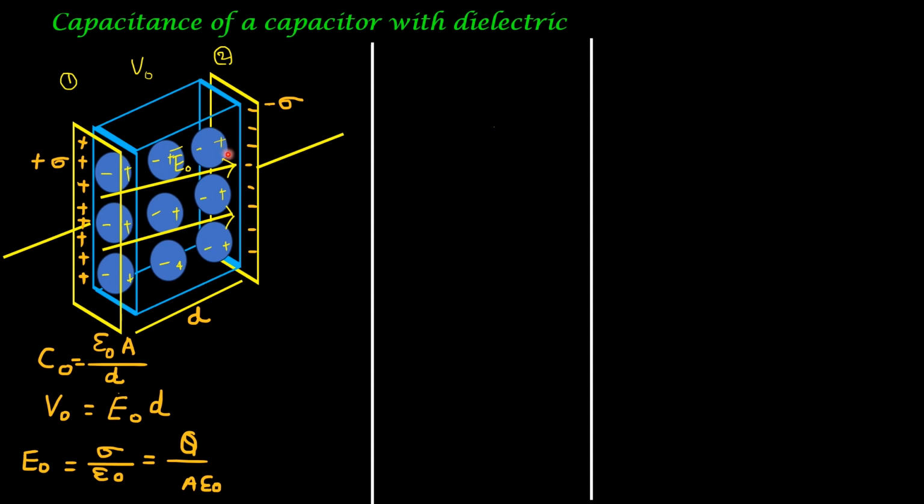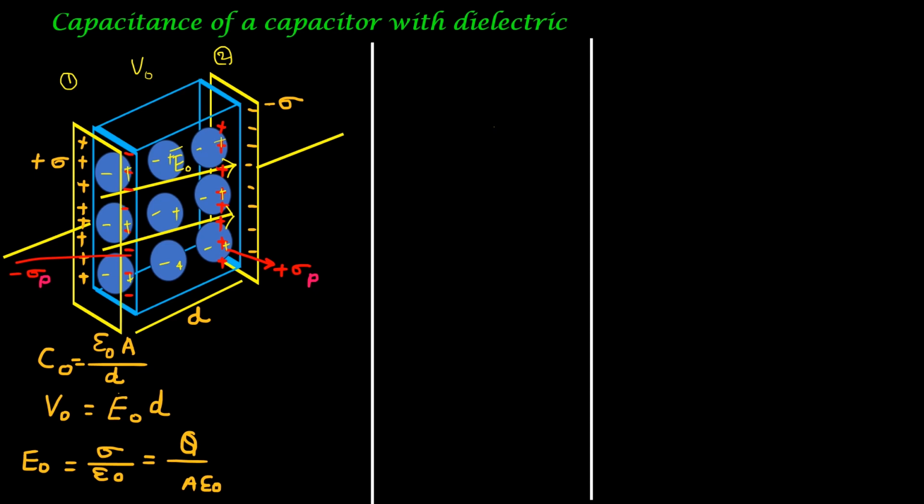The side of the dielectric medium nearer the negative plate develops positive charge density and the opposite side of the dielectric medium nearer the positive plate develops negative charge density. These charge densities are due to polarization of the dielectric medium. We will mark it as positive sigma P. P stands for polarization. On the other side, we will mark it as negative sigma P.